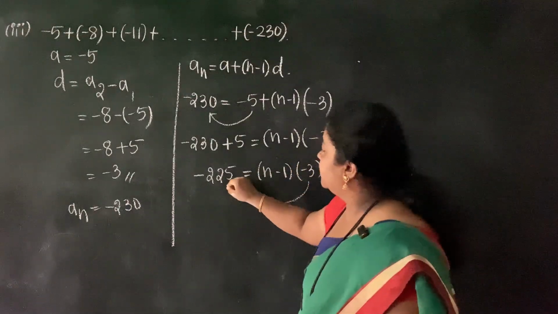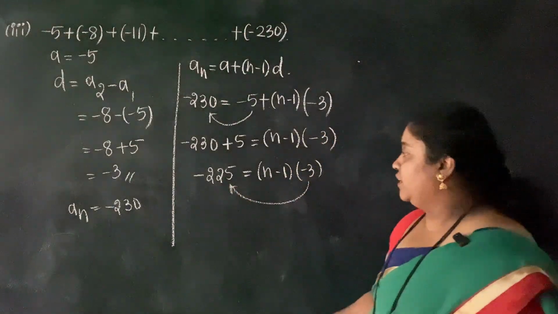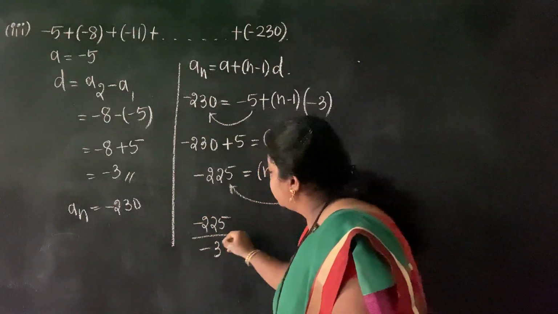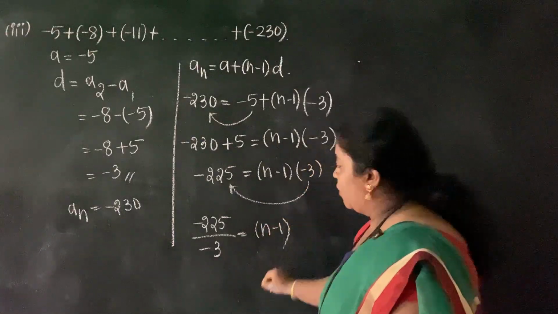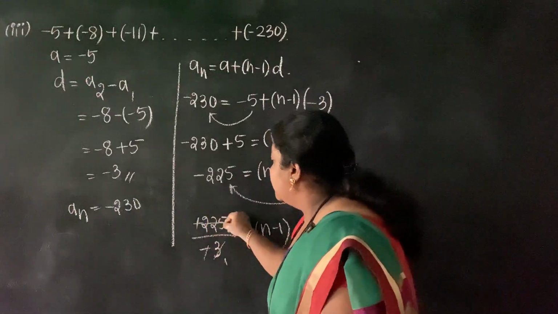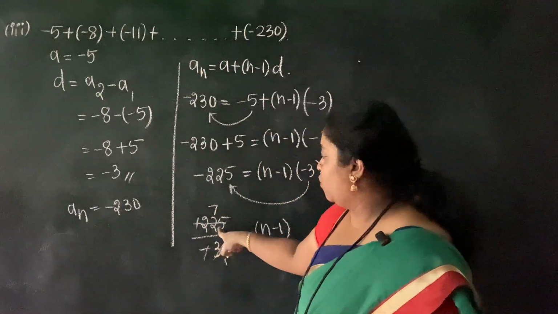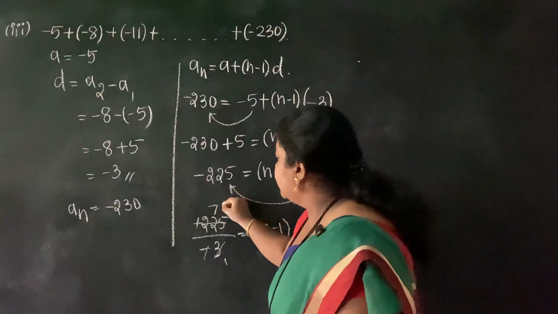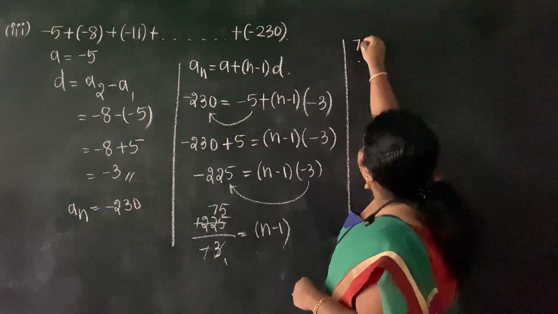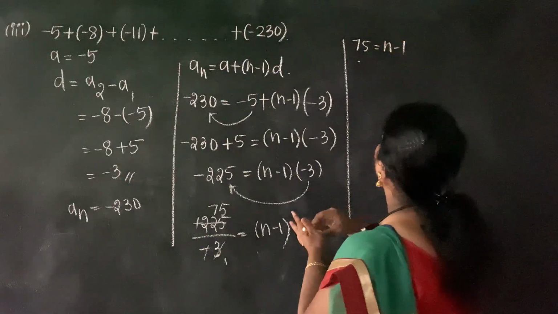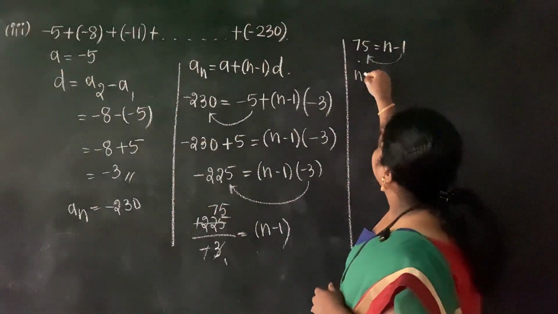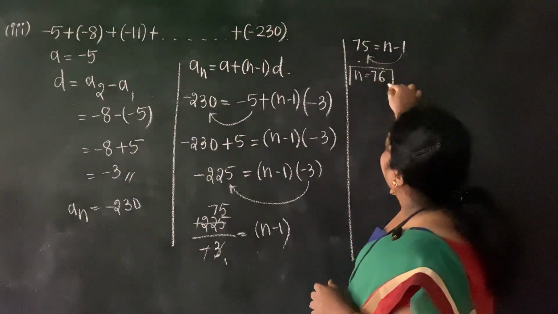I'll bring minus 3 to this side. Multiplication turns to be division. So I have minus 225 divided by minus 3 is equal to N minus 1. Okay. Minus minus got cancelled. You just see 3 ones are 3, 3 sevens are 21, 1 left out, 15 it became, 3 fives are 15. So I got here 75 is equal to N minus 1. If I bring minus 1 to the side, plus 1, so I have N is equal to 76. Now I got N value.